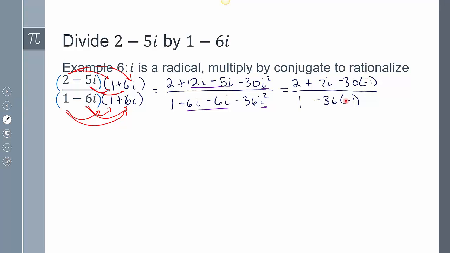Negative, negative, positive; negative, negative is a positive. And so 2 and 30, 1 and 36. Now a lot of us sometimes think, okay, we have this, we are done. And the answer is, you are not done.